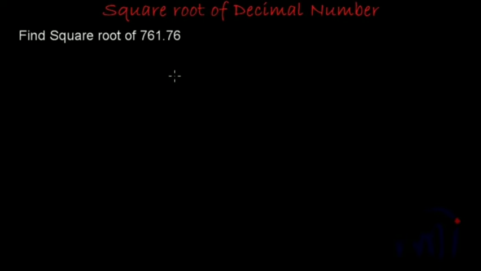So to find the square root of 761.76, first we'll draw these lines and then we do the pairing. And while we do the pairing, we start from this decimal point. We'll start from the decimal point and go in both directions. So when we go in the left direction, 6 and 1 will make one pair and 7 will be alone, and if we go towards the right, this 7 and 6 will make one pair.